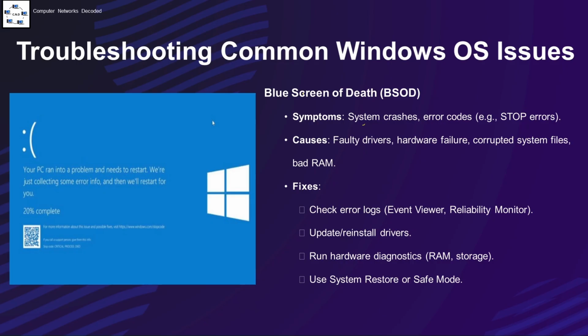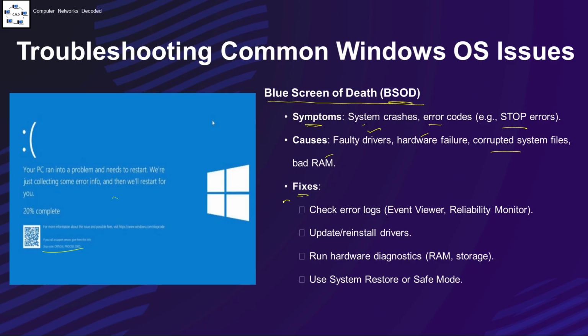And the first issue that we encounter most often in Windows OS is the blue screen of death, or BSOD. So the symptoms of this issue include the system crashes, some error codes, for example, the stop errors, and the causes of this issue are faulty drivers, hardware failures, corrupted system files, and bad RAM.